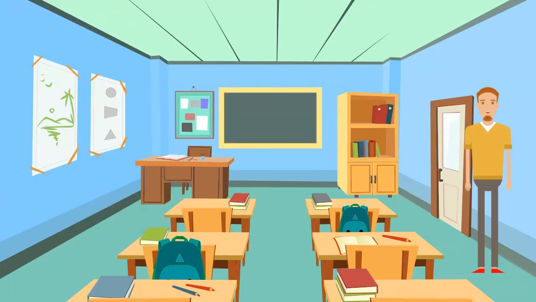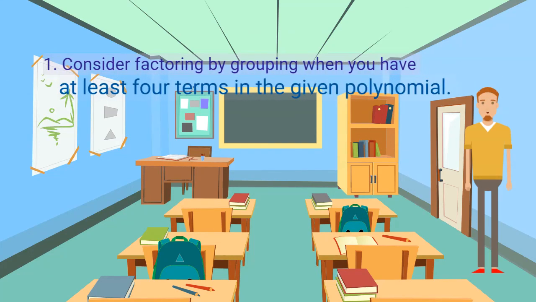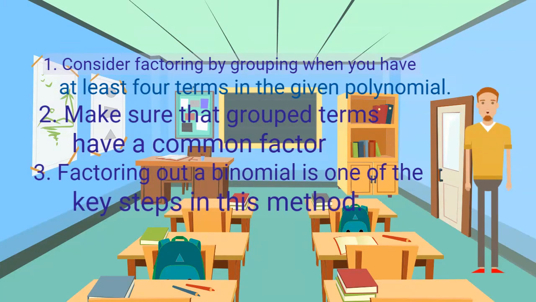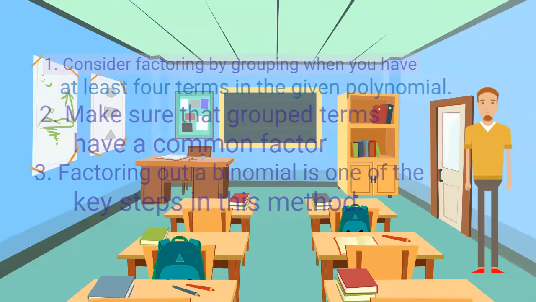To summarize our lesson, take note of the following. Consider factoring by grouping when you have at least 4 terms in the given polynomial. Make sure that group terms have a common factor. Factoring out a binomial is one of the key steps in this method.